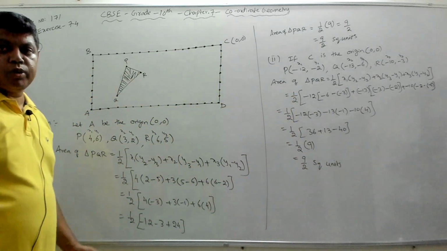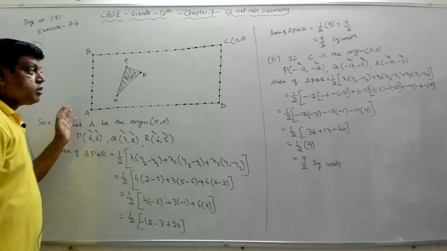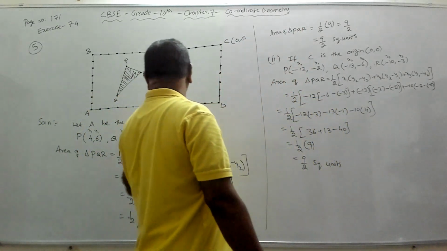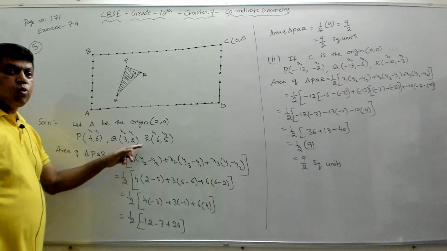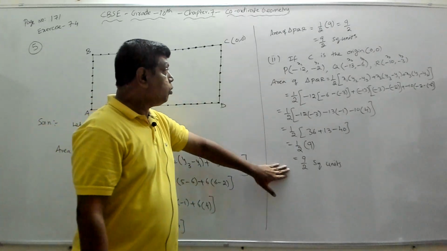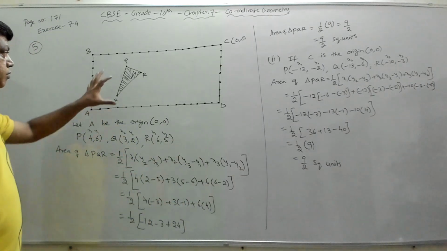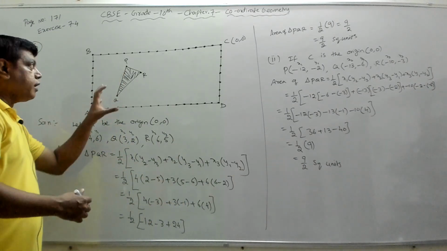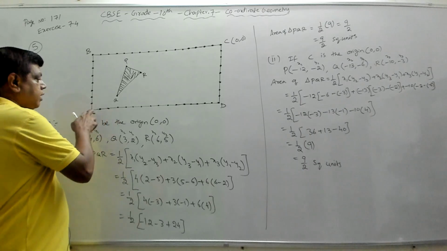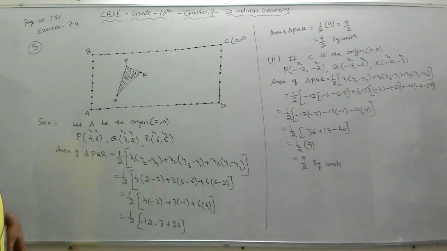What we observe is that the area of the triangle doesn't change whether we take A as the origin or C as the origin. If we take A as the origin, these are the coordinates of PQR, and if we take C as the origin, these are the coordinates. In both cases we get the area as 9 by 2 square units, which means the area remains the same. Obviously, the area cannot change because it's the same triangle, though we take the origin as A in the first case and C in the second case. So this is the answer.